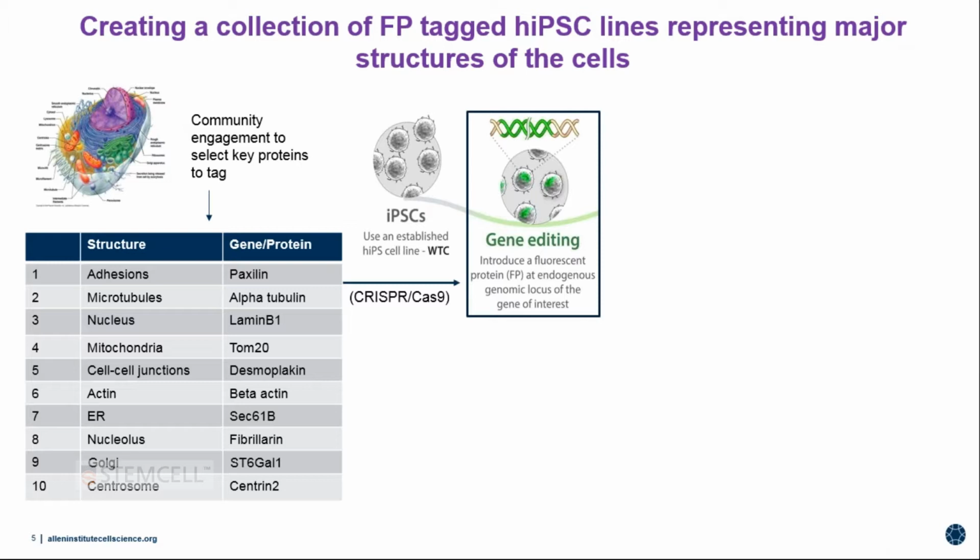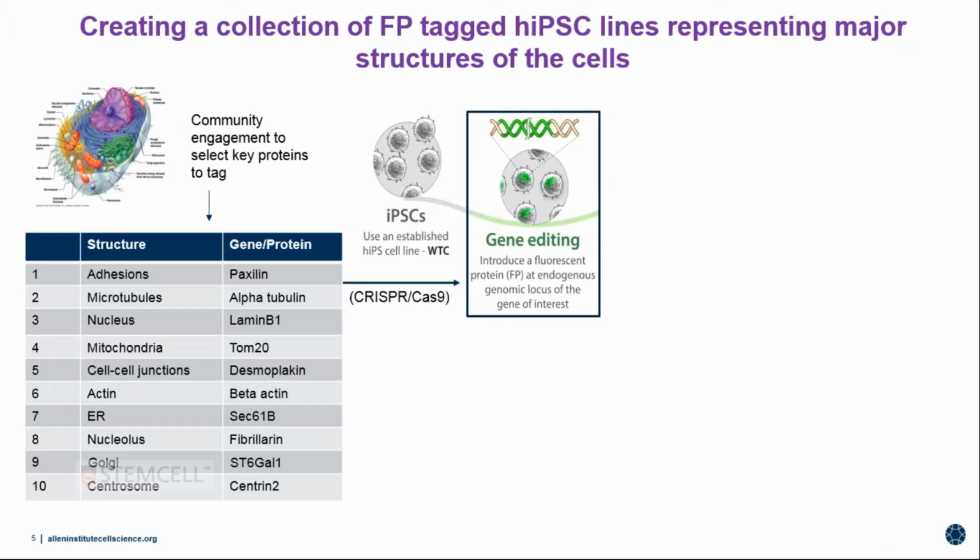So we decided to use that to introduce a fluorescent tag, for example GFP, into the endogenous locus of these genes. We do not want to overexpress the protein, so we are not putting a plasmid there and having the protein overexpressed, because we do believe that will change the fundamental biology of the cell.